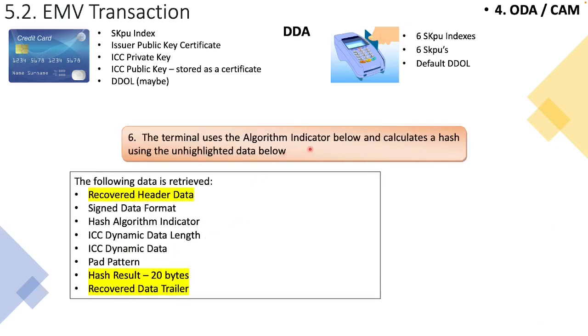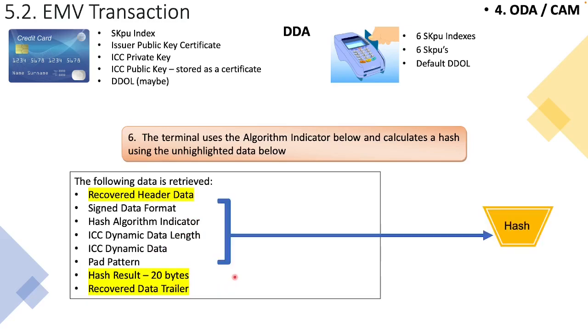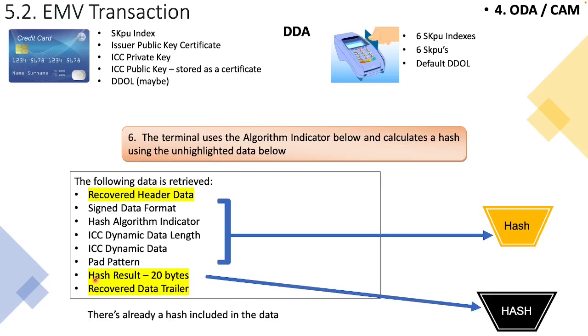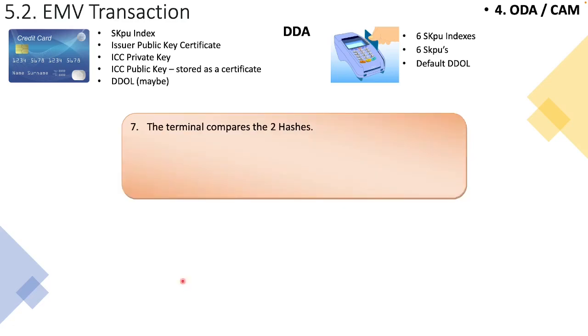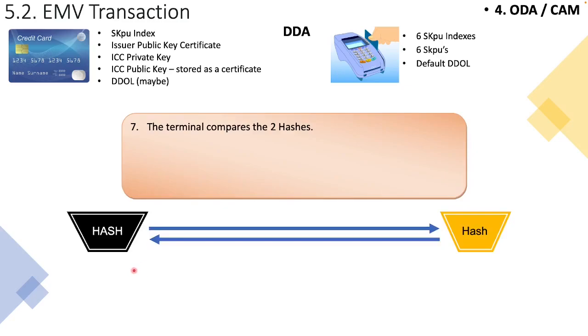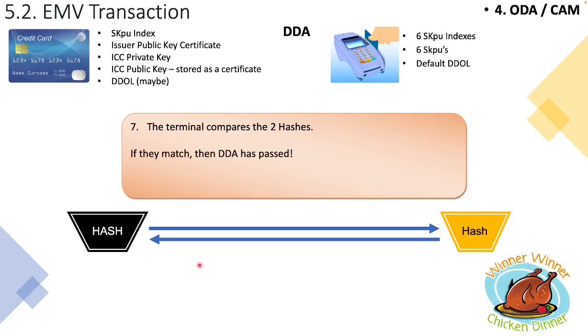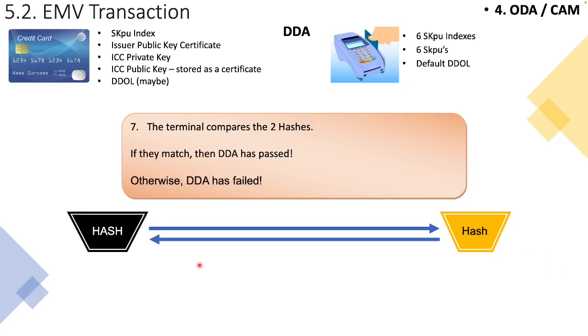The terminal uses the algorithm indicator. So an algorithm has been indicated here. Based on this indicator, the terminal will use the indicated algorithm and calculate a hash using these pieces of data, which on this slide are not highlighted. When it creates this, the output is a hash. You'll notice that there was a hash already supplied in the SDAD. So what the terminal now has is two hashes, and it compares the two. It compares the one that it received with the one that it generated. If the two hashes match, guess what? DDA is passed and the card is good. And if the hashes don't match, then DDA has failed.